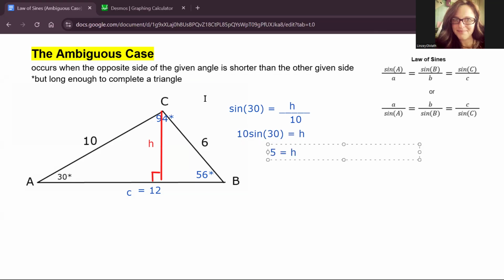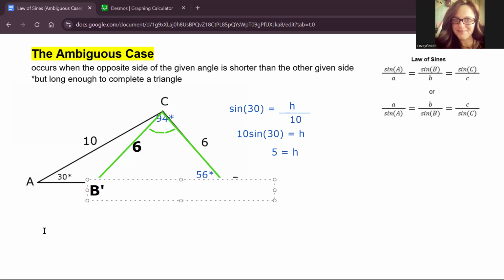So this height, a length of 5, will drop down and make a 90-degree angle. So if we take a look at this given side 6, we can swing it over and it will drop down and meet right here. And we'll call this B prime. And we'll erase this here. And we'll label this side 6 and put back B prime. B prime, there we go.